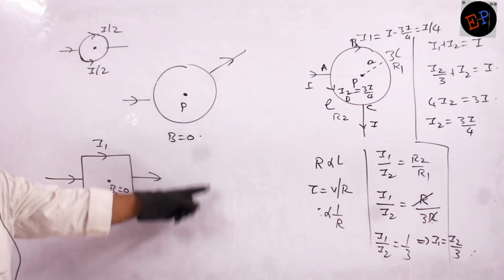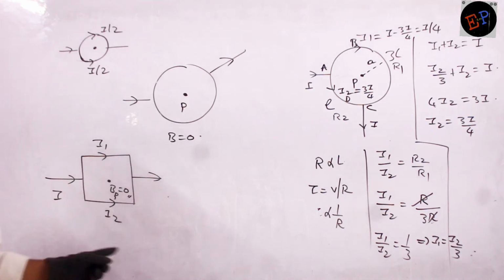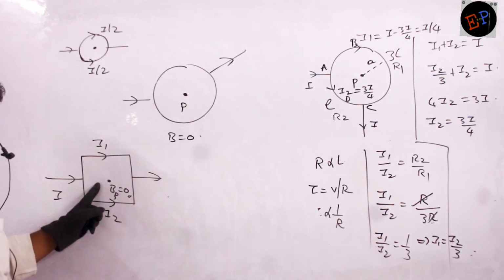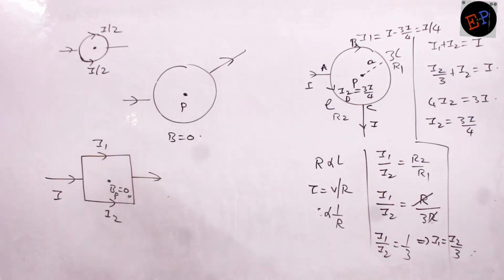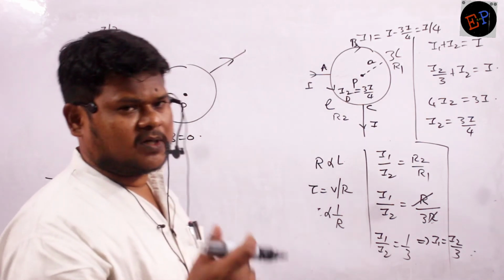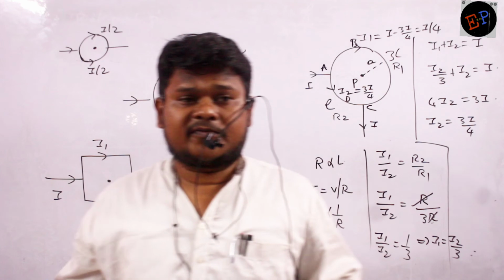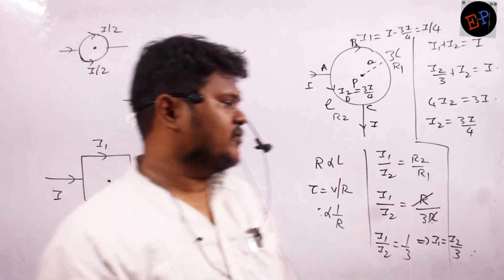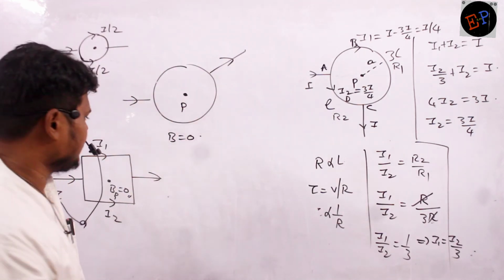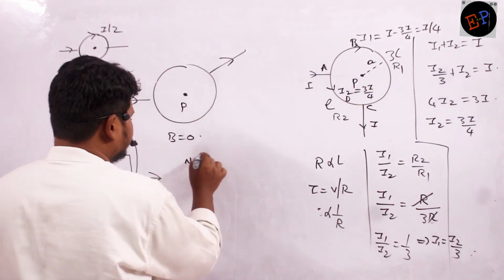So these types of questions are very common. If this type of figure is given, without calculation you can say the magnetic field at the center is 0, irrespective of the shape of the circuit. Whatever may be the shape of the wire given, if current divides in a loop, then the magnetic field will become 0. Clear? Make a note of that point.